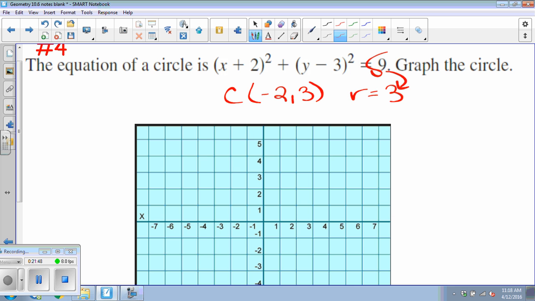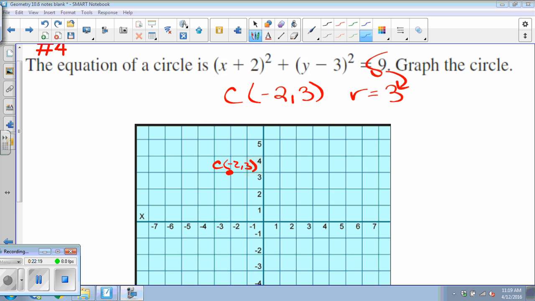So we go find (-2, 3) and we plot that point. That's the center. And the radius is 3. That means from the center, it goes out 3 units in all directions. Now, I can't do diagonal directions, but I can do straight up and down and straight left and right. From the center, I count out left, right, up, down 3 units, and I mark it.